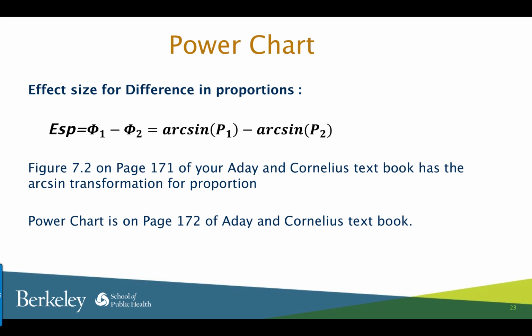Say the power to detect a 20% difference between proportions, say P1 of 0.8 and P2 of 0.6, may be different from the power to detect a difference of 20% between 0.4 and 0.2. Usually the power is less for rare outcomes. Therefore, we do arcsine transformation. So Figure 7.2 on page 171 of your textbook has the arcsine transformations that you can directly use and then plug in.